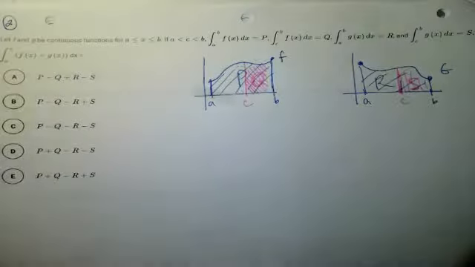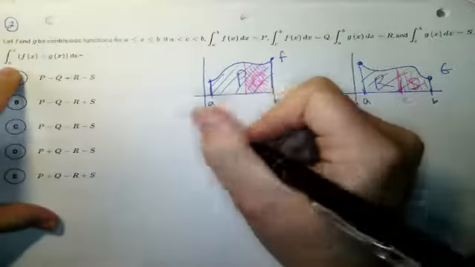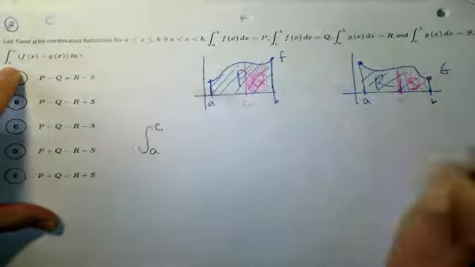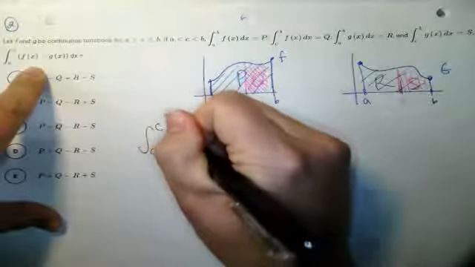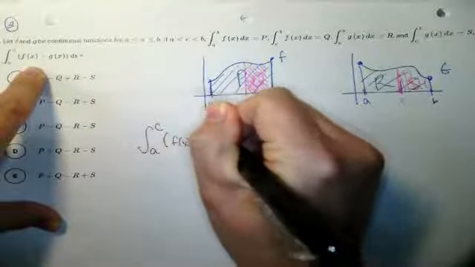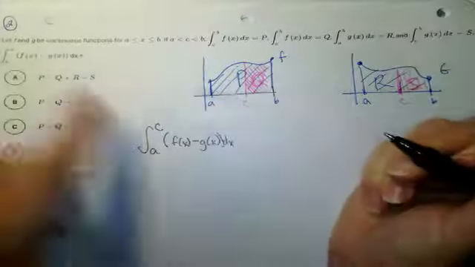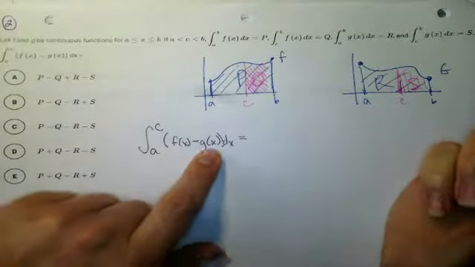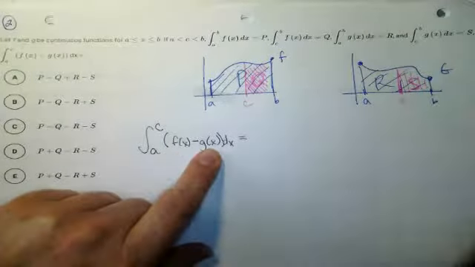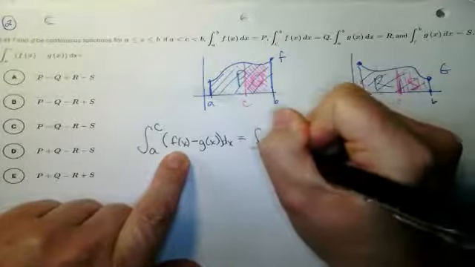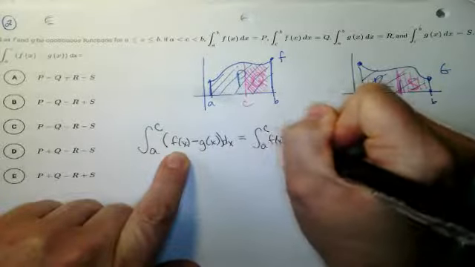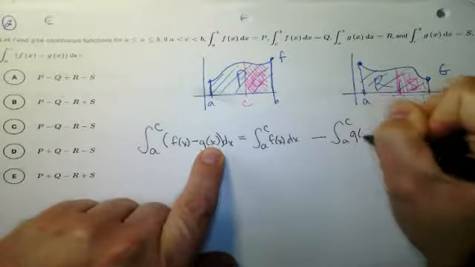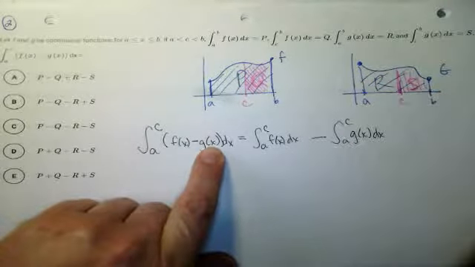All right. Then they want to know, what is the area under the curve from A to C of f of x minus g of x dx? Okay, so first of all, I am going to break this up. f of x minus g of x, I can just separate those and subtract. So the integral from a to c of f of x dx minus the integral from a to c of g of x dx. All right.